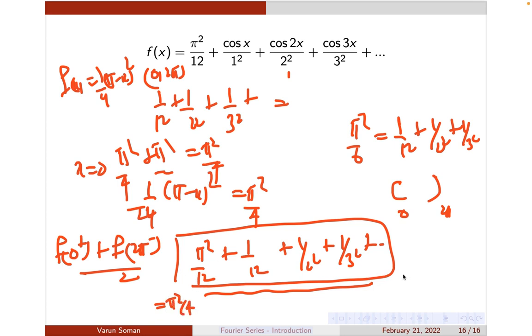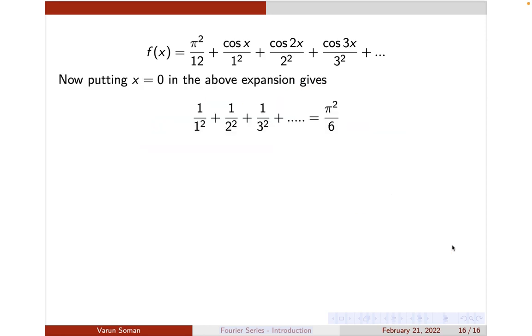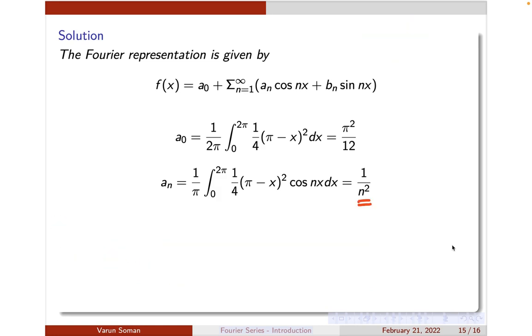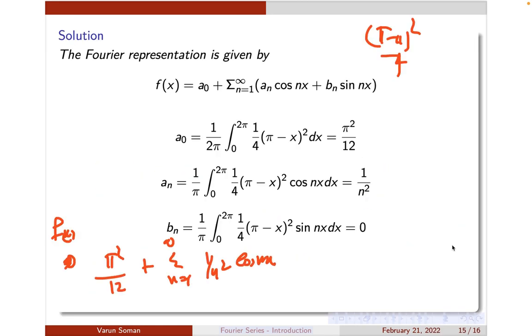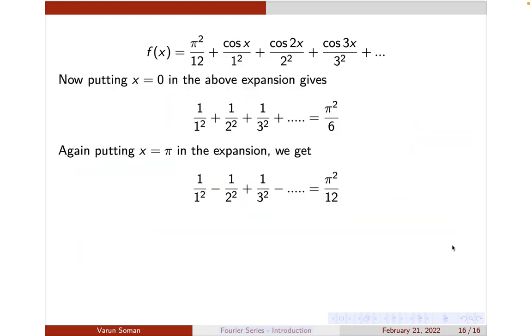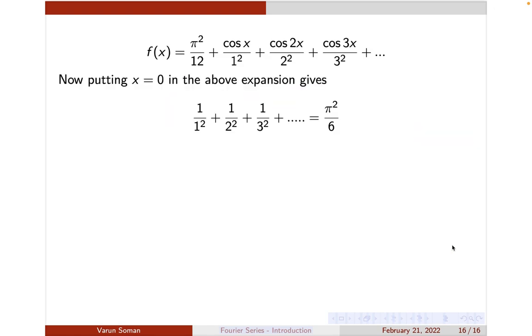Now when you simplify this you will be getting pi square by 6 is equal to 1 by 1 square plus 1 by 2 square plus 1 by 3 square plus etc. Okay. Similarly, you can also find out the corresponding values for the next results also. So you need to find out the value for 1 by 1 square minus 1 by 2 square plus 1 by 3 square etc., and for that you need to substitute something here. So you have to put x as something.